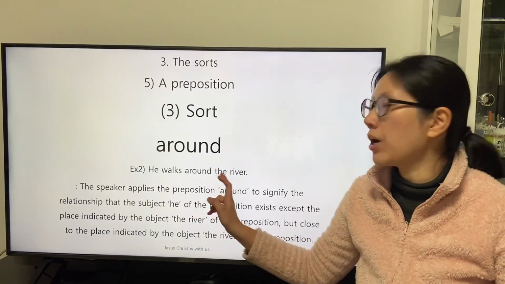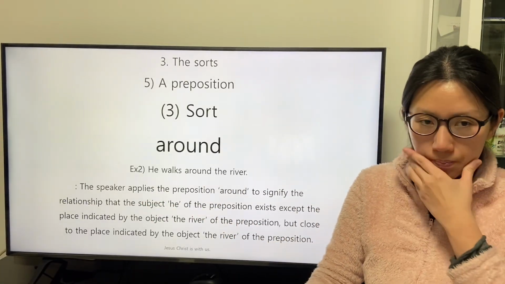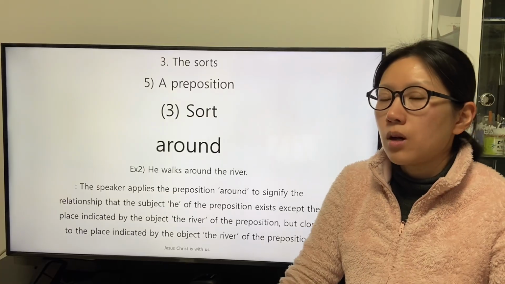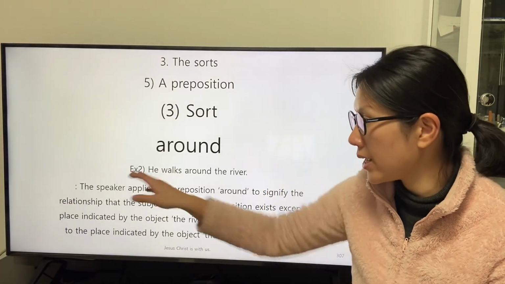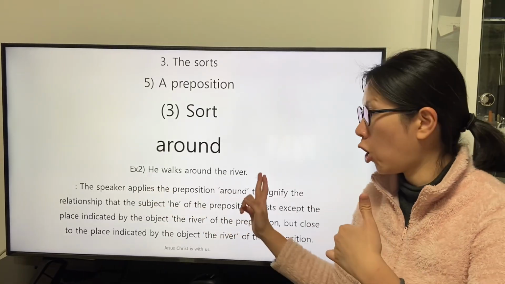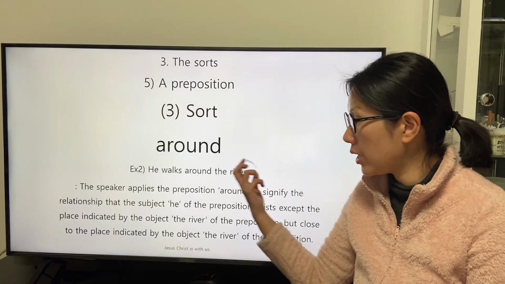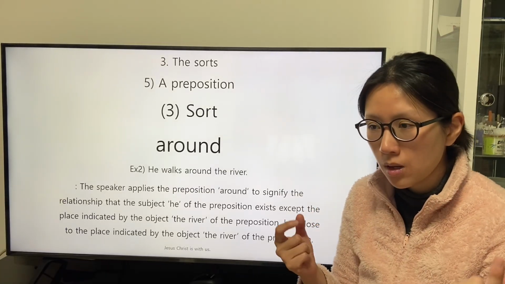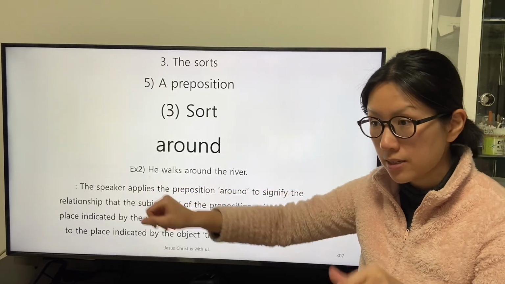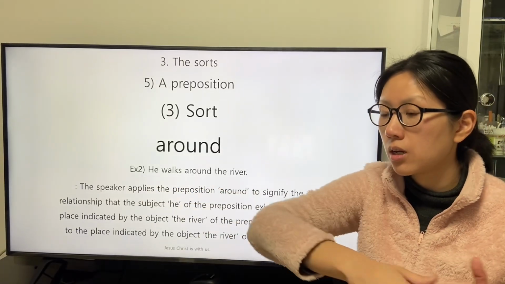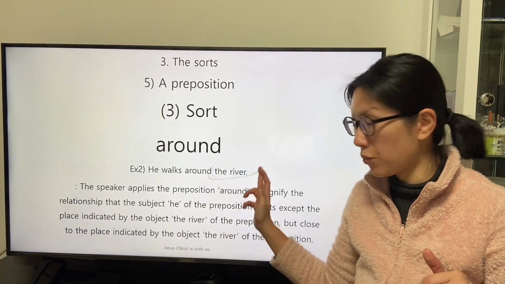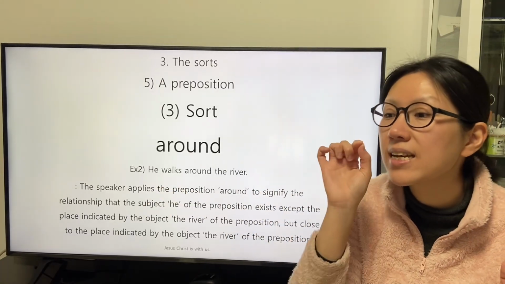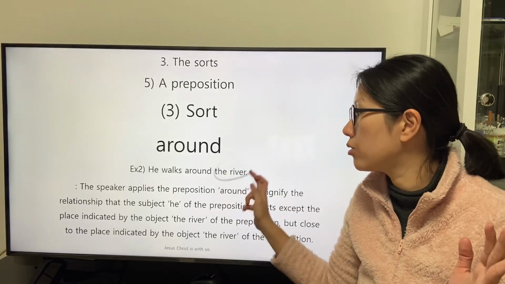There's the second clause. He walks around the river. The speaker describes the existence of the subject with a place indicated by the object, the river. The speaker describes the existence of the subject in a range including the object, the river, but the speaker clarifies that the subject does not exist at the exact place indicated by the object, the river.